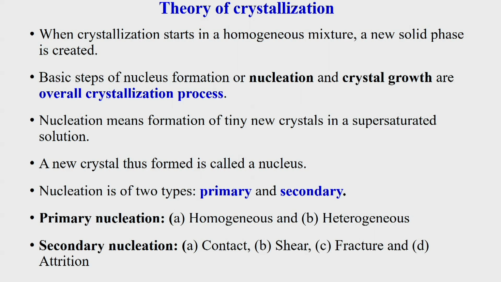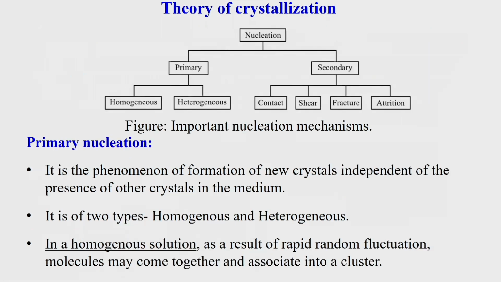Nucleation means the formation of tiny new crystals in a supersaturated solution. A new crystal thus formed is called a nucleus. Nucleation is of two types: primary nucleation and secondary nucleation. Primary nucleation is also of two types: homogeneous nucleation and heterogeneous nucleation. For secondary nucleation there are four different types: contact, shear, fracture and attrition. Any of these four secondary nucleation processes are available for industrial applications. To summarize: primary is homogeneous and heterogeneous, and secondary is contact, shear, fracture and attrition.